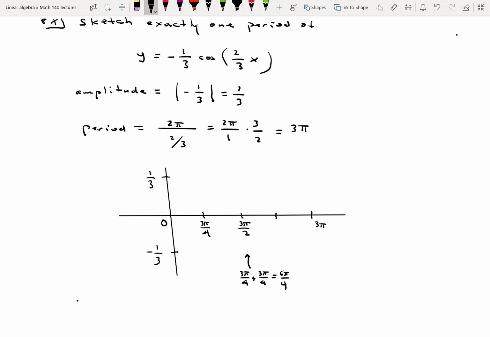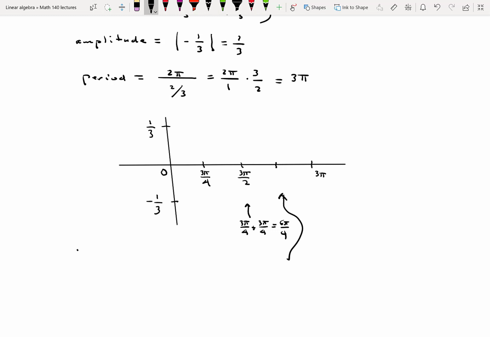Then the next point after that should correspond to 3 pi over 4 plus 3 pi over 4 plus another 3 pi over 4. Or wherever we left off, 6 pi over 4 plus another 3 pi over 4, which is 9 pi over 4. So that 3/4 mark in the period is 9 pi over 4.